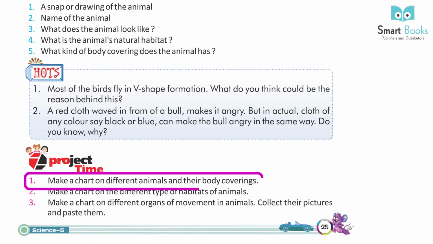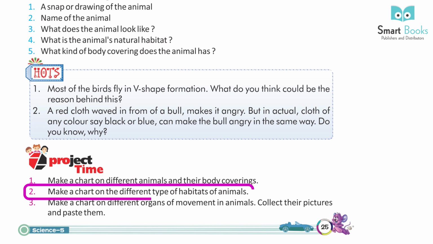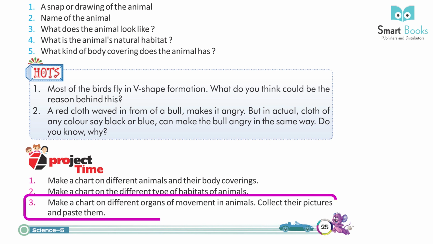Project time. 1. Make a chart on different animals and their body coverings. 2. Make a chart on the different types of habitats of animals. 3. Make a chart on different organs of movement in animals. Collect the pictures and paste them.